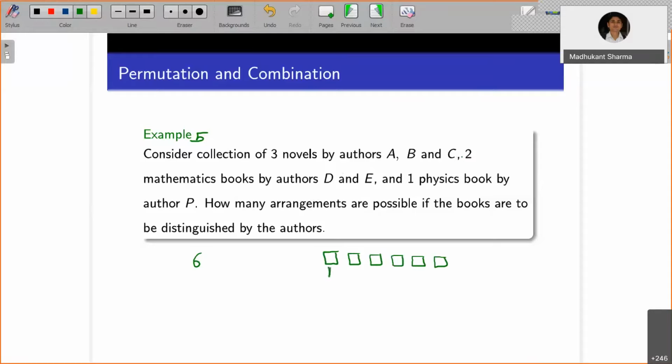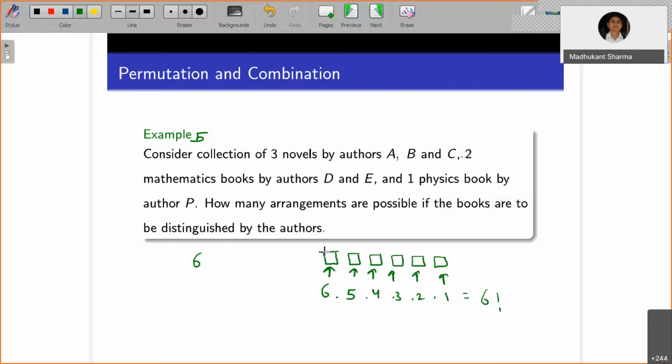So the first place has 6 choices, right? It can be anyone, A to E or P. Then the second place will have 5 choices. Then the third place will have 4 choices, then 3, then 2, and then 1. And they happen simultaneously. So that is 6 into 5 into 4 into 3 into 2 into 1, which is 6 factorial. Here order matters, right?